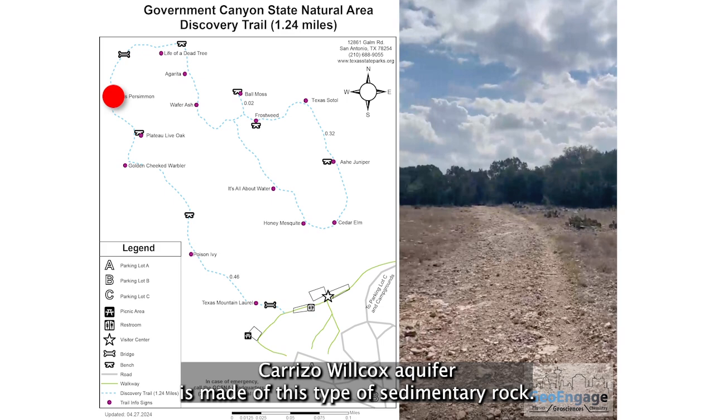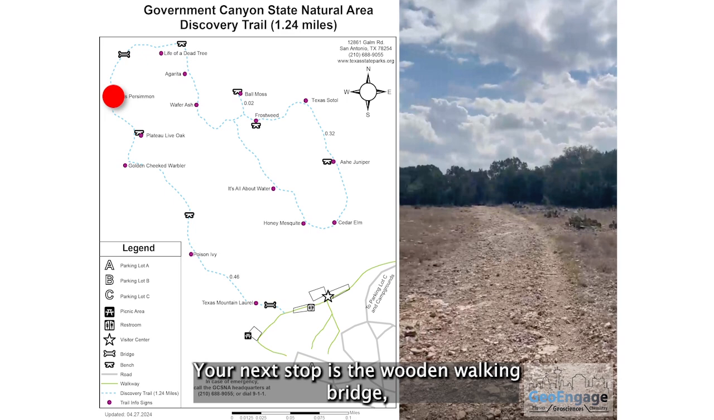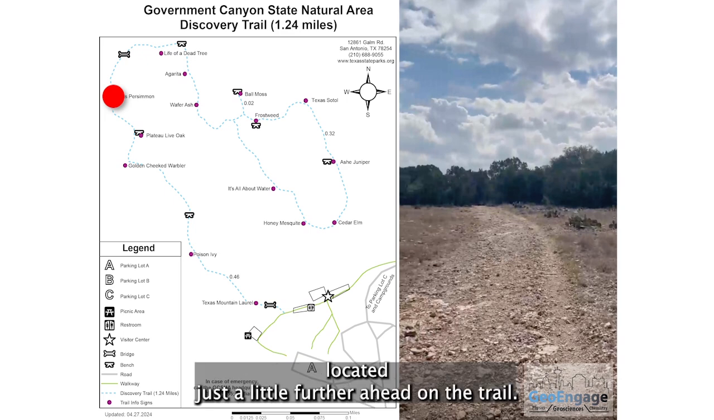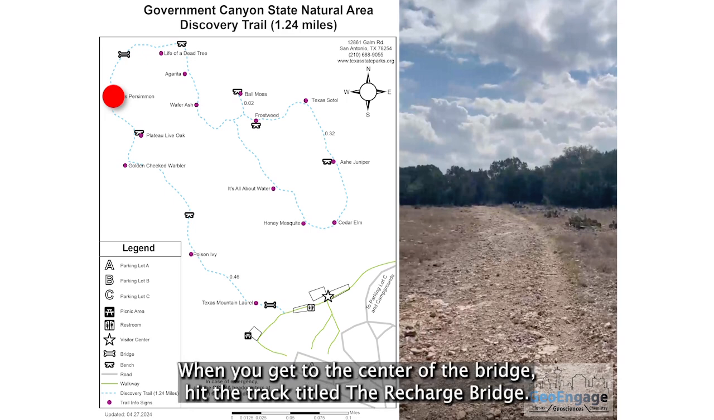Carrizo-Wilcox Aquifer is made of this type of sedimentary rock. Your next stop is the wooden walking bridge, located just a little further ahead on the trail. When you get to the center of the bridge, hit the track titled the Recharge Bridge.